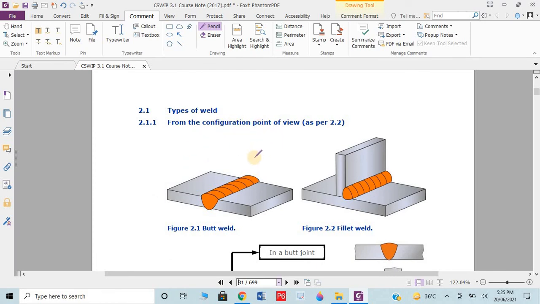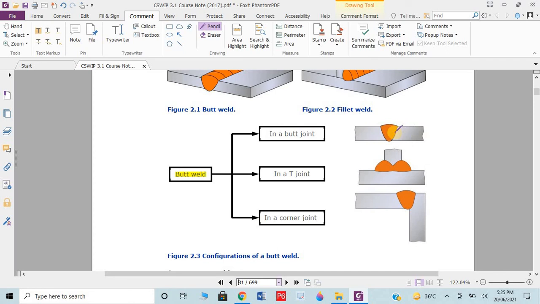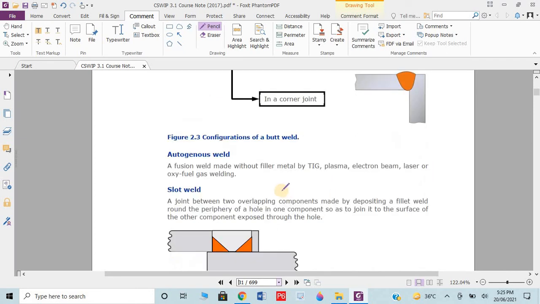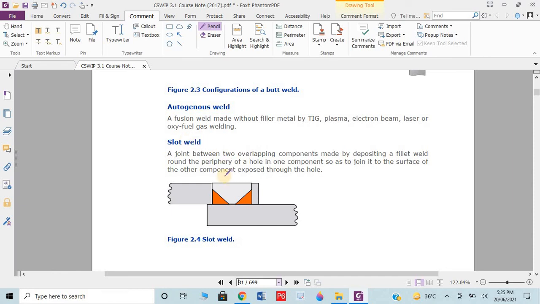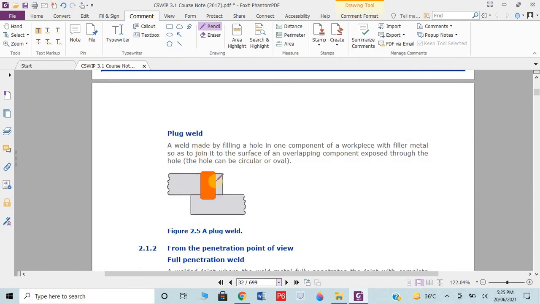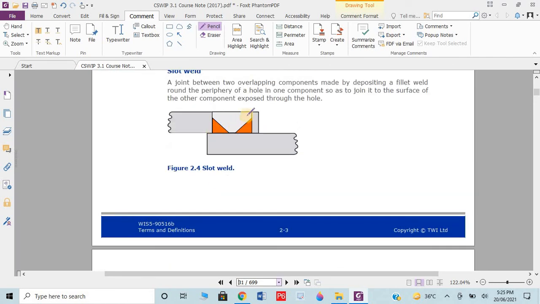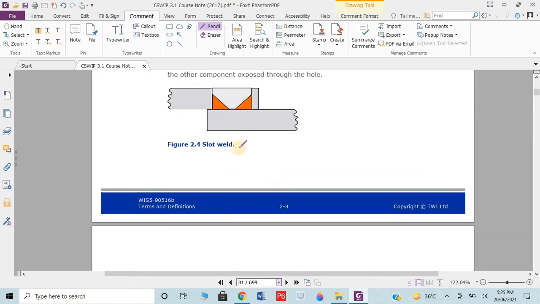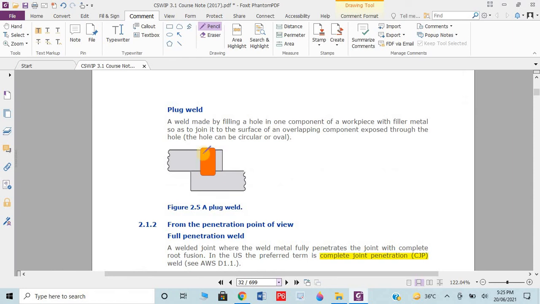Now you can see types of weld: butt weld, fillet weld. In butt weld we have single butt weld, T-butt weld, corner butt weld. Then we have slot and plug welding, you remember. This is also plug welding. This is slot welding. If we make a slot inside, the plug welding is to make a hole.